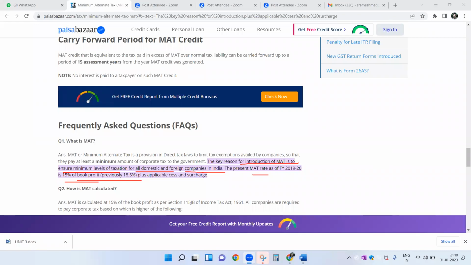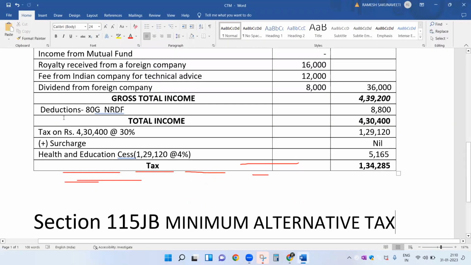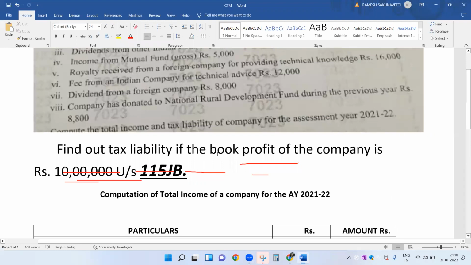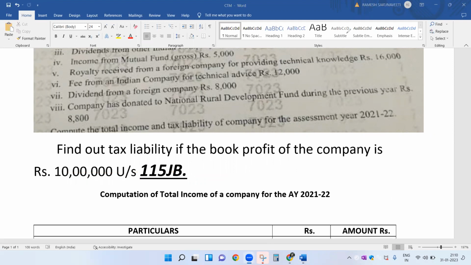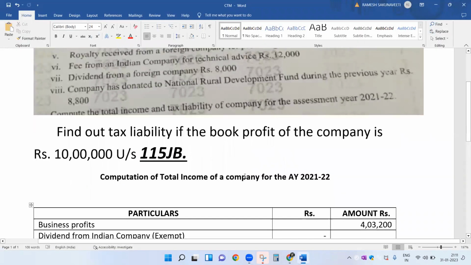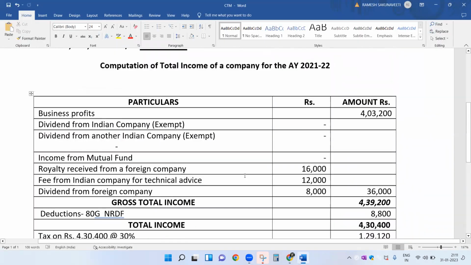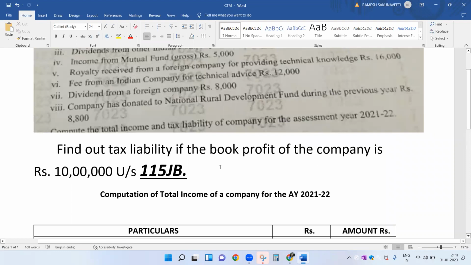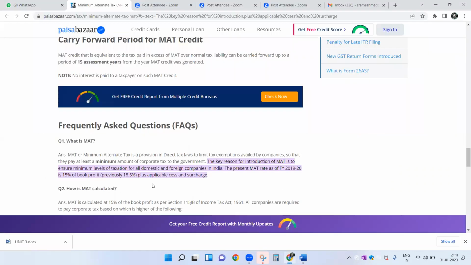Similarly, in the problem I mentioned, I added this sentence: tax liability if the book profit of the company is 10 lakh rupees. See, a company in India has to calculate tax as in this problem we have calculated. Similarly, book profit also they have to calculate. On book profit they have to pay at a 15% rate.